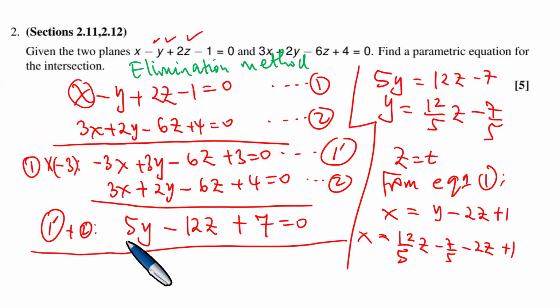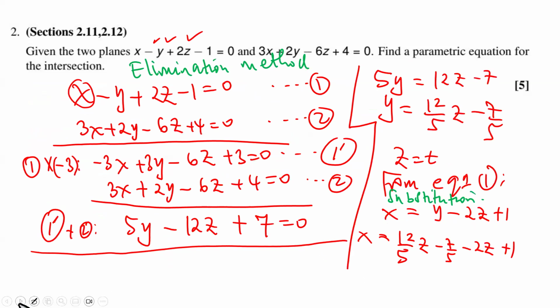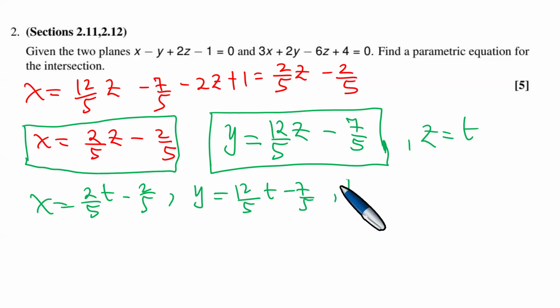There was no x, it was eliminated. And then we went on to use the method of substitution, because we substituted the variables. At this point, we go to this one: x is minus 2 over 5, y is 12 out of 5 t minus 7 out of 5, and z equals t.